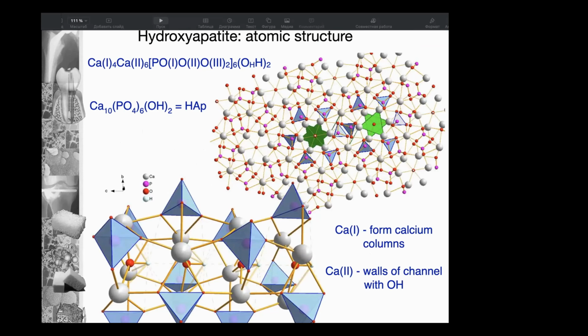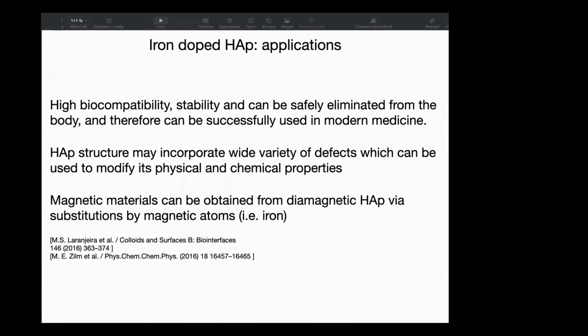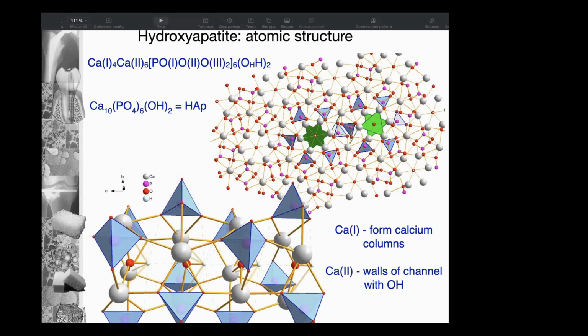But we have two different positions for calcium. It's calcium 1, which forms calcium channels in the structure, and calcium 2, which forms the walls of channels with hydroxyl group, calcium columns in the structure.